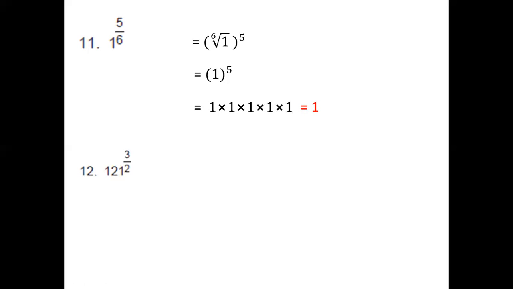Okay, number 12, 121 to the 3/2. So that's going to be the square root of 121 and to the power of 3. The square root of 121, we found just hardly 3 minutes back. The square root of 121 is 11. 11 multiplied by 11 will give us 121. So 11 multiplied by 11 multiplied by 11 is going to give you 1331. Okay, so this is how you have to solve these questions. If you remember the square roots of numbers and cube roots of numbers, it's super easy. You won't even take like 5 seconds to solve these.